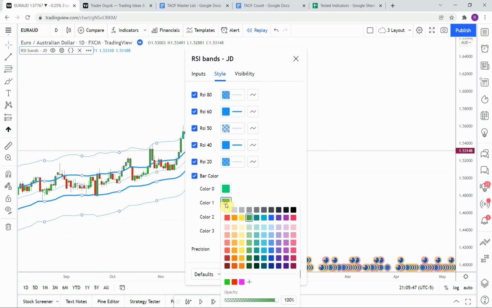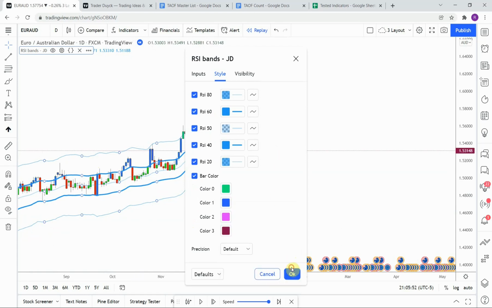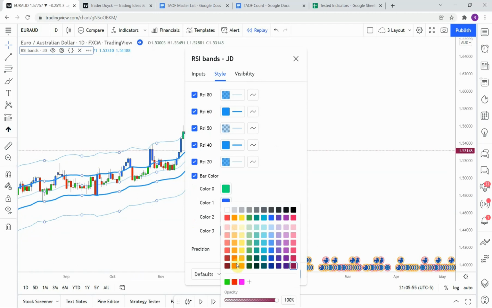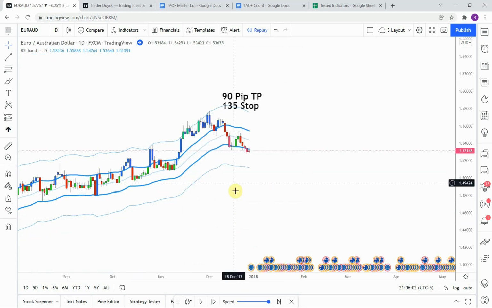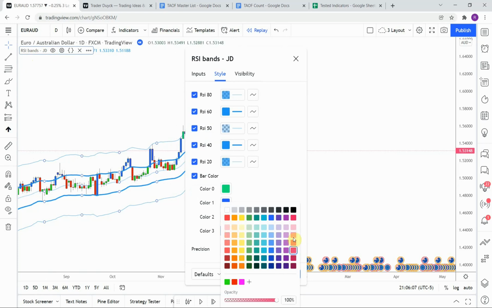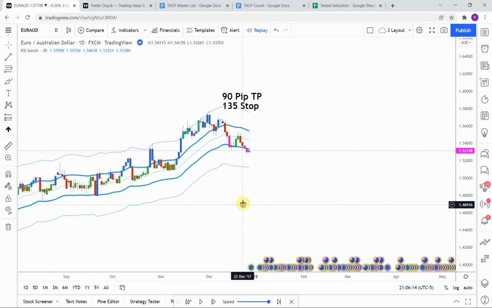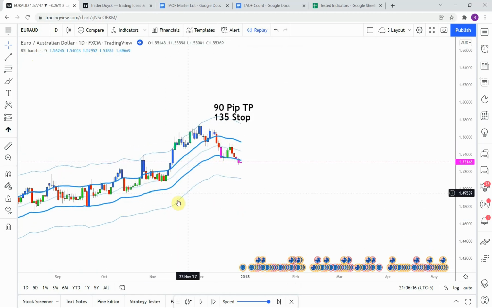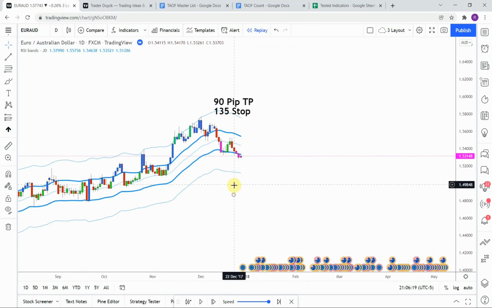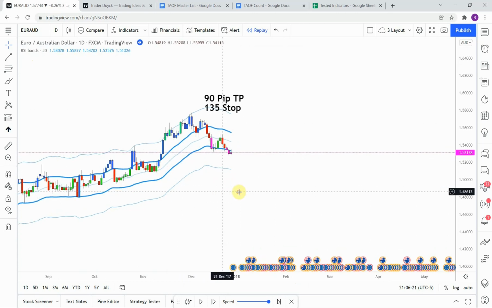I think we might change this to blue, so that it really stands out. And we'll change this to more of a pink color, maybe. Let's just do purple, like that. I think when it gets down to the very extreme band, it also turns purple, but that's all right. We'll keep an eye out for that and know when that takes place.